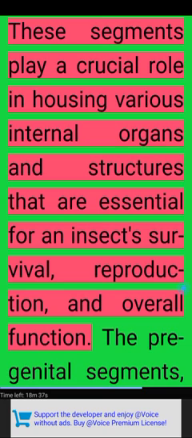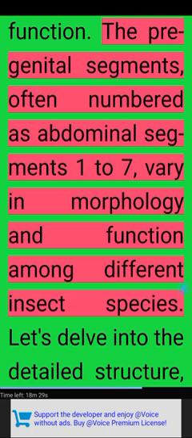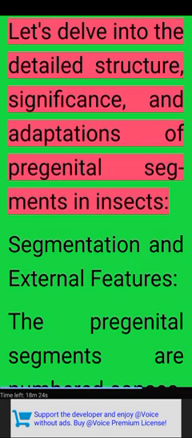These segments play a crucial role in housing various internal organs and structures that are essential for an insect's survival, reproduction, and overall function. The progenital segments, often numbered as abdominal segments 1 to 7, vary in morphology and function among different insect species. Let's delve into the detailed structure, significance, and adaptations of progenital segments in insects.